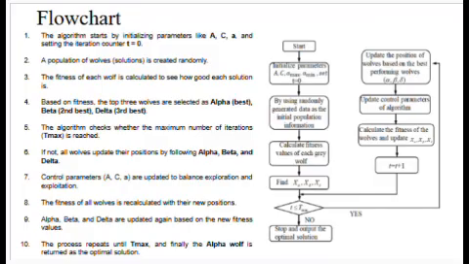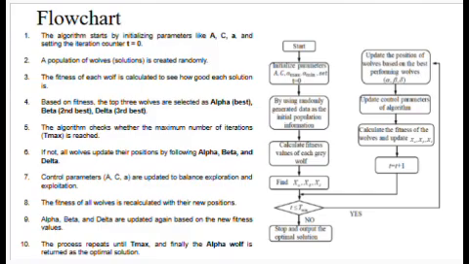Looking at the flowchart, this is what it looks like. Initializing the parameters is the first step, followed by generating the population, evaluating fitness, identifying alpha, beta, and delta, updating positions, adjusting control parameters, recalculating the fitness, and repeating the whole process until the conditions are met.